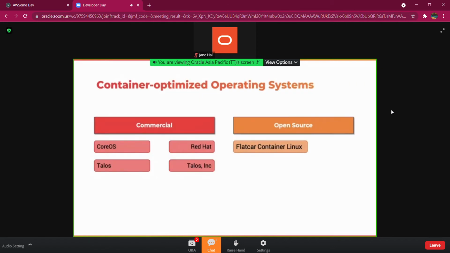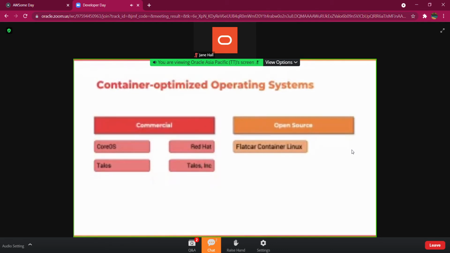So let's take a look at them. There is CoreOS, which is now acquired by Red Hat, and it is called Red Hat Enterprise Linux CoreOS or Fedora CoreOS. It's a commercial offering from Red Hat. And there is another company called Talos, which is actually building an OS for Kubernetes, also called Talos. And when it comes to open source, there is a port of the original CoreOS that is called Flatcar Container Linux from Kinvolk, and now it's a part of Microsoft. Recently, Microsoft acquired them. It's an open source operating system.